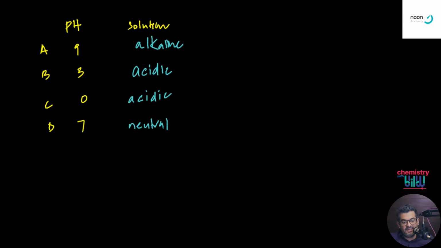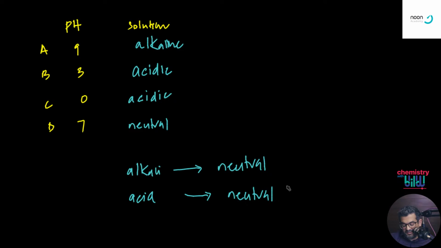So when I say neutralization, the term in English means, what do I add? How can I make B neutral? When I'm saying neutralization, I want to make them neutral. So basically, neutralization means making an alkali neutral, or making an acid neutral. That's what neutralization means.